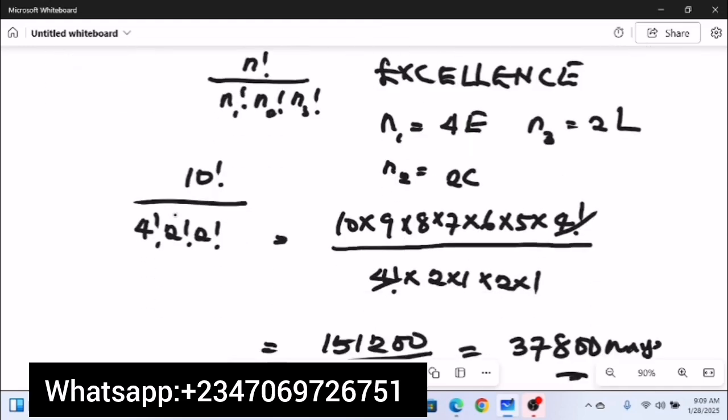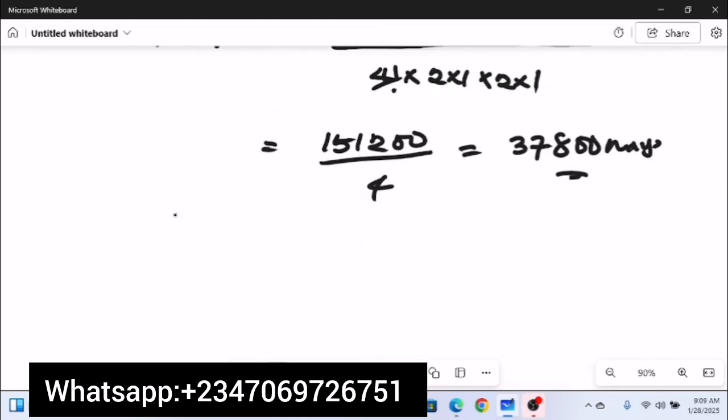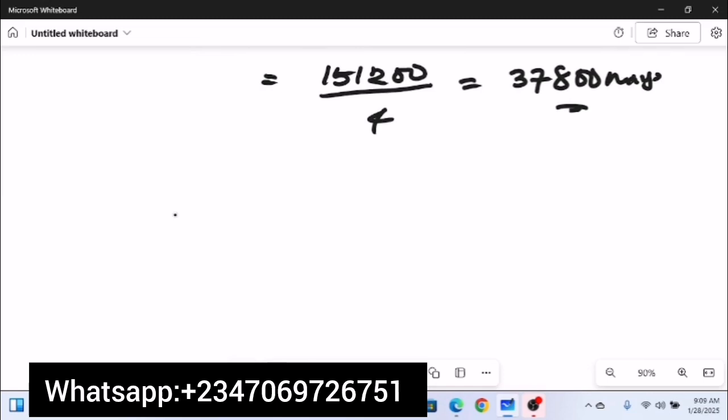So let's go back to Abuja. We started with Abuja. In Abuja, we have A repeating twice. So you can simply say n1 is equal to 2 A's. These are the indistinguishable objects in that word. Then the total number of letters in Abuja itself is 5, so n is equal to 5.